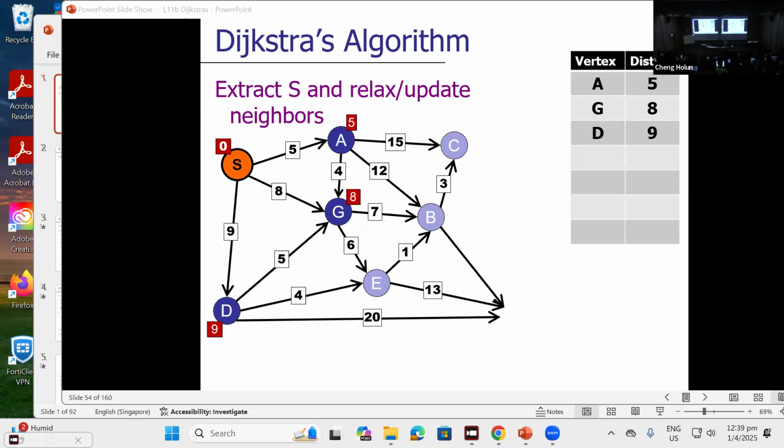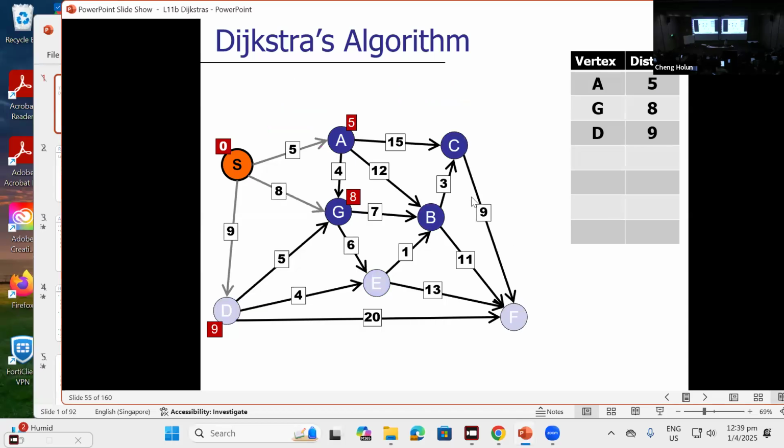Okay? And after that, I relax all the neighbors of A, ta-da, it becomes like that. Does it make sense? So A's neighbors B and C are being added in. B has an estimated distance of 17. C has an estimated distance of 20. And the estimated distance of G doesn't change. D doesn't change. That was already on the queue. The rest are still the same.